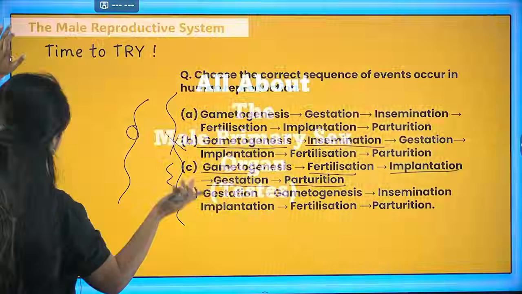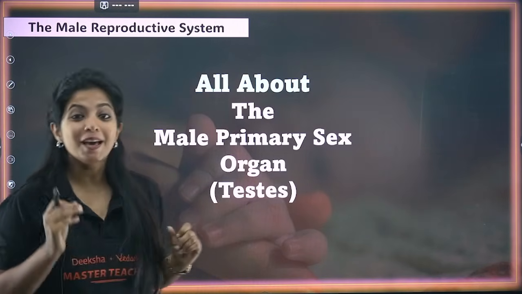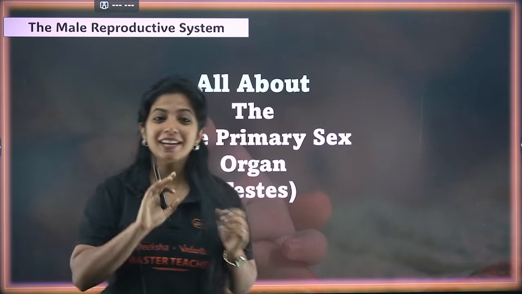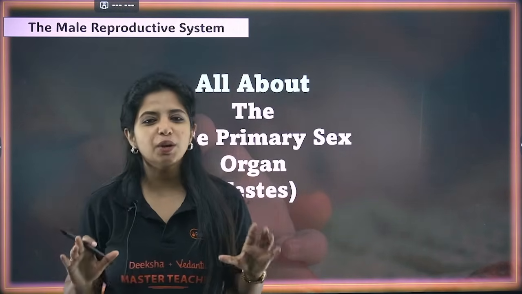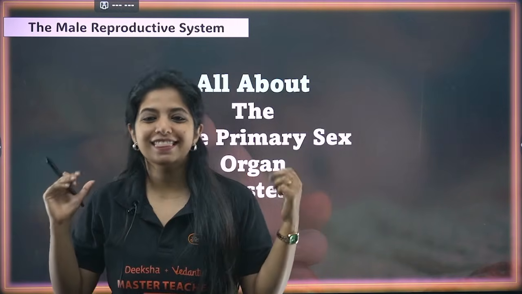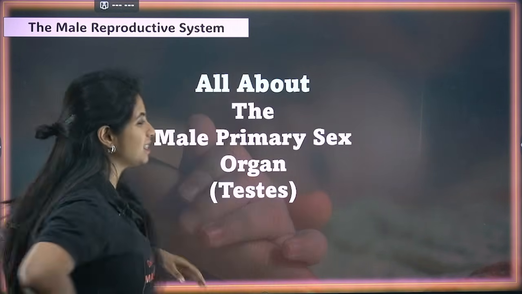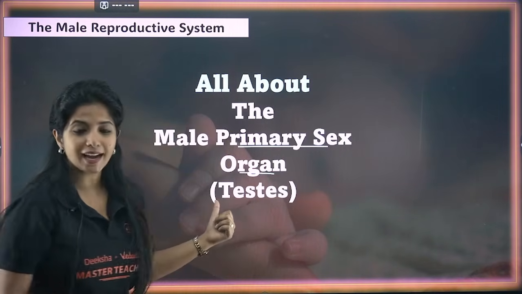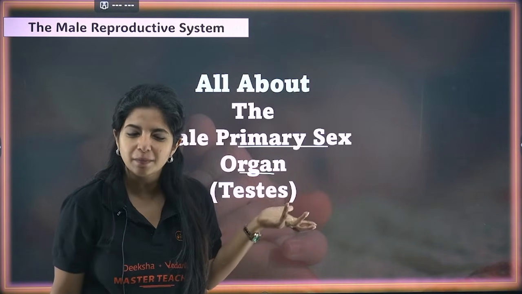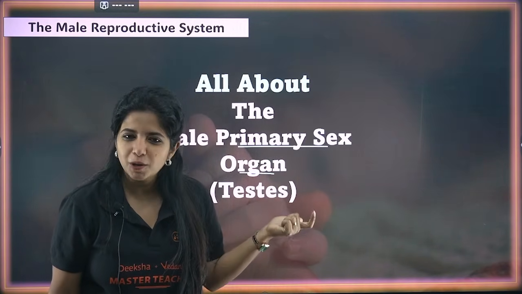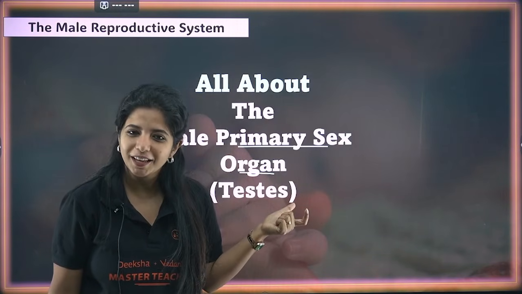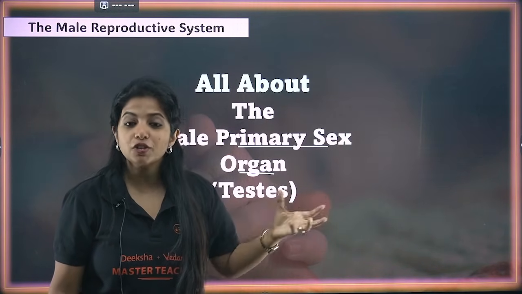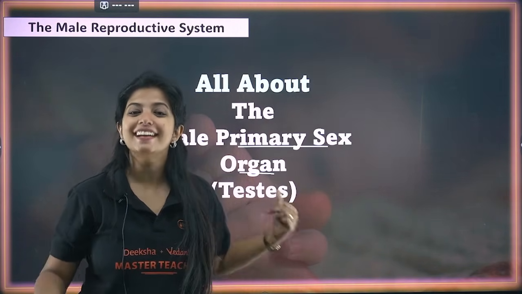Fine. Now, let's go ahead and talk about the male reproductive system. In the male reproductive system, one organ is pretty famous, and that is the testis. Why do you call this the primary sex organ? Because, my dear children, it does the primary function. Without sperms, do you think fertilization can happen? No. So the primary function is to form the sperms, and the testis does that.